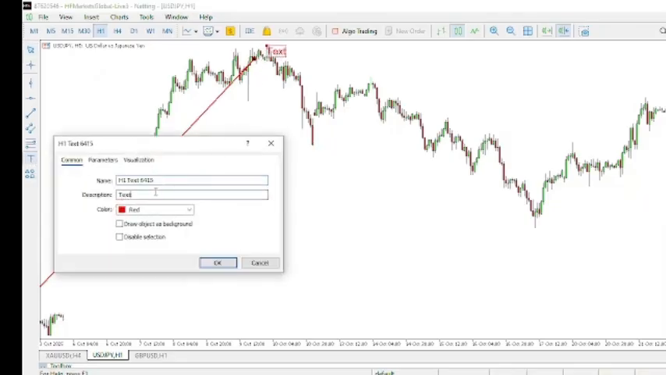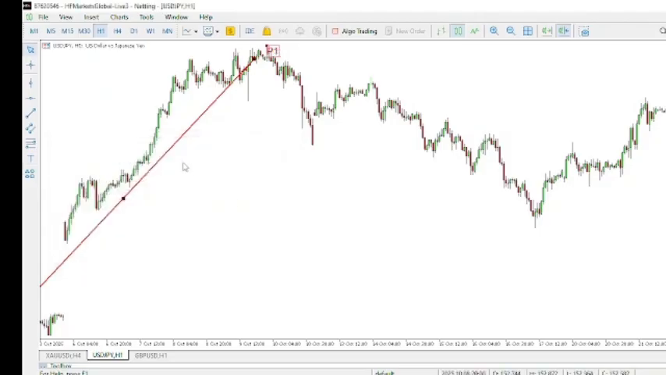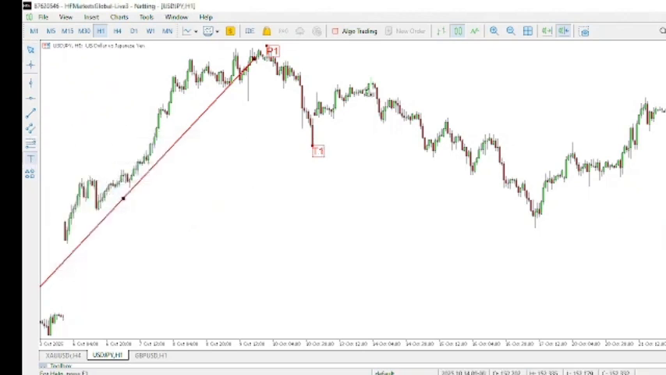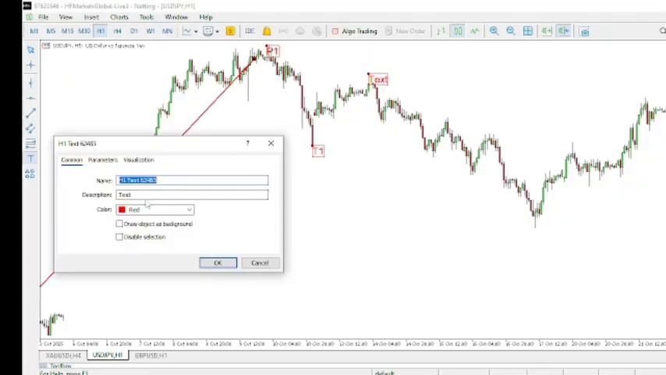So I'm having here now my P1, then I'm having my T1. Look at it here now. This is the 1 hour time frame. My T1, T is the trough. Then I'm having my P2.